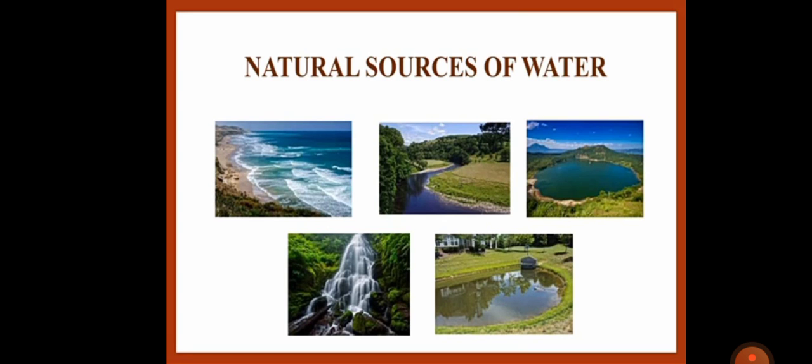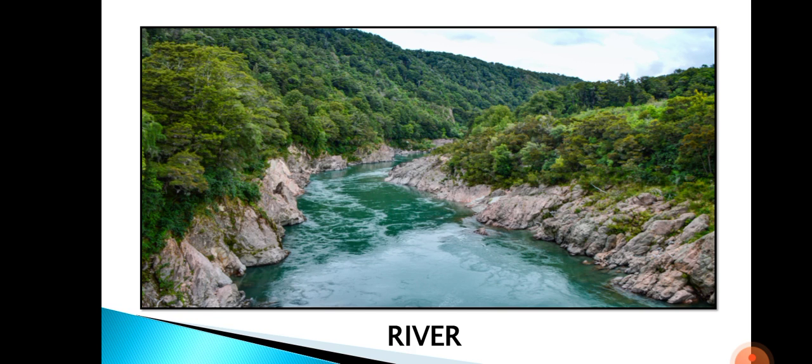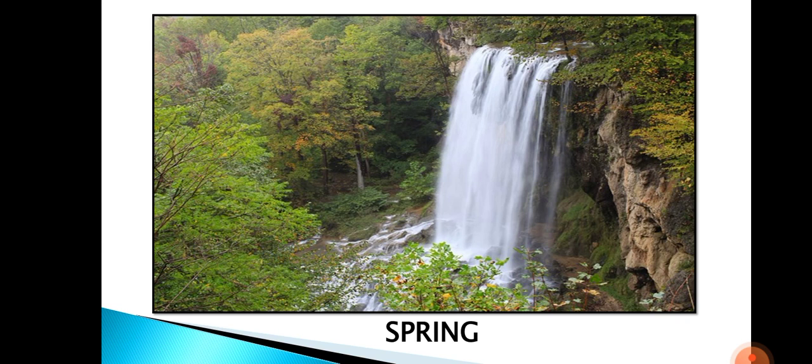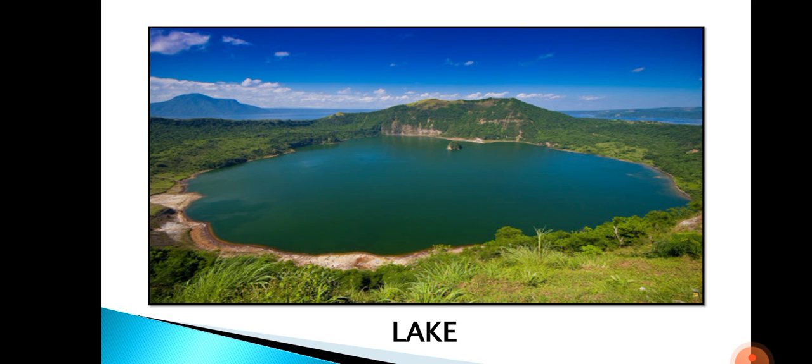Now students, all that water that falls down to the ground, we have already discussed that all that water is collected in the rivers, lakes, oceans, seas. So these can be considered as the natural sources of water. The natural sources of water include rivers, glaciers, spring or waterfall, lake. All these are the natural sources of water, and that water is then available to us.